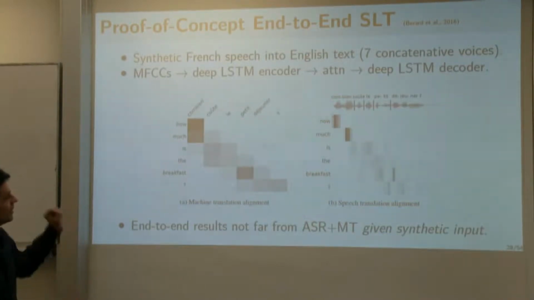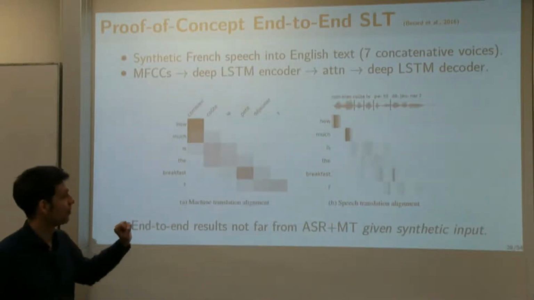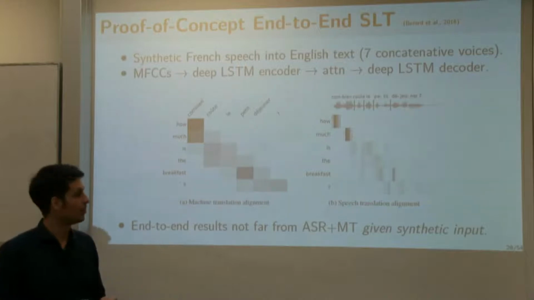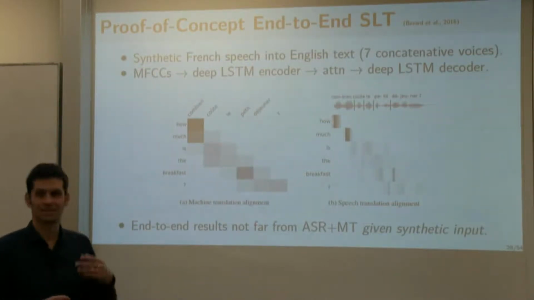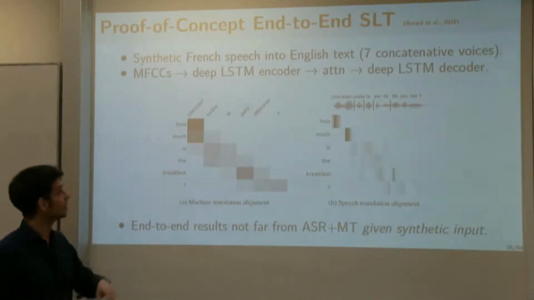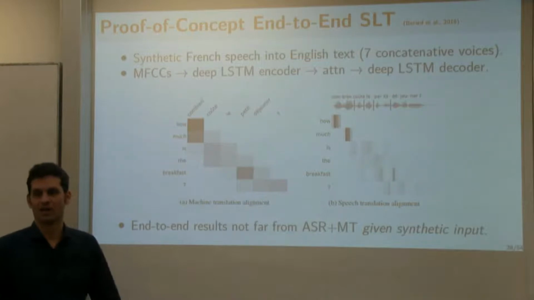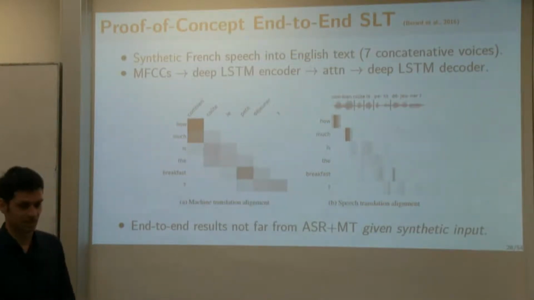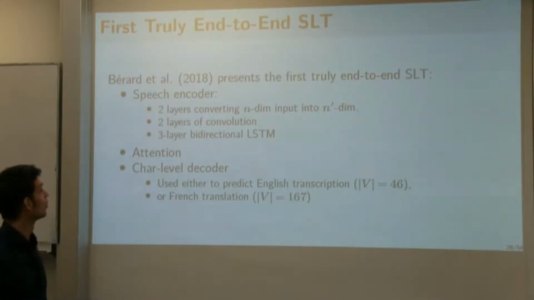So the results on this small corpus were not too far from the cascading approach, but again I have to remind you that the input was synthetic, so the LSTMs could have kind of learned to classify the word samples because the words were too similar across the whole corpus.